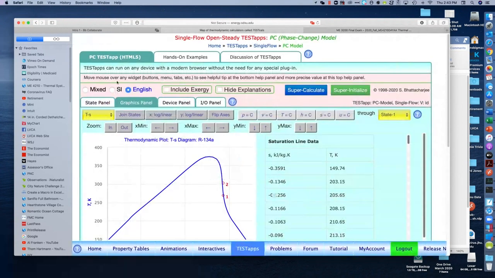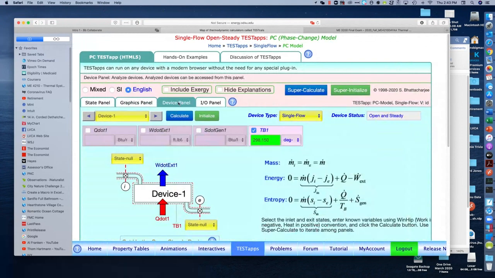So again, we go back to our software, and if we wanted to determine what the work was in that first isentropic step, we could go to the device panel. We could set up the incoming state as state 1, and the outgoing state as state 2. We could say that there was no heat transfer, and we would find that the work on a rate basis would be equal to this. Negative implies that it's work going into the compressor.